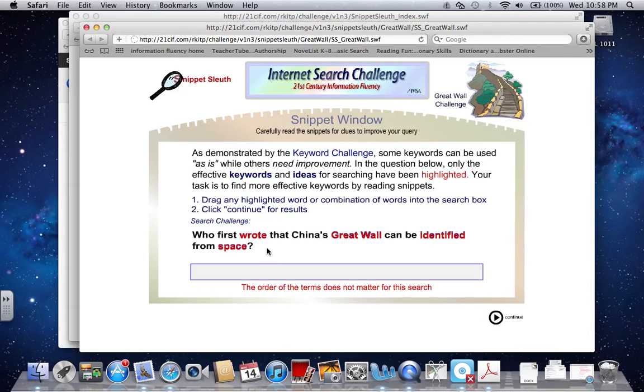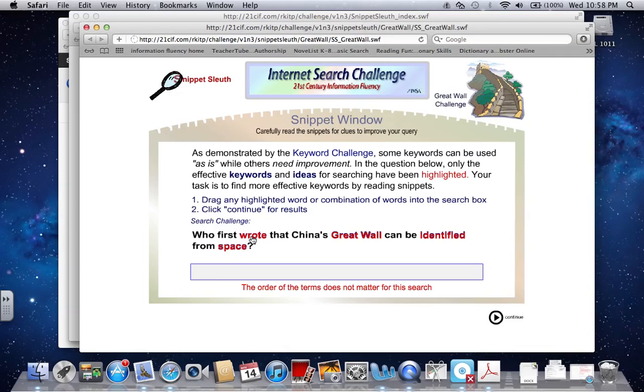Okay, here's our question. Who first wrote that China's Great Wall can be identified from space? These red words are our keywords. Now, do we want to use them all, or do some of them not really matter? Think back to the keyword challenge that we've already done. Drag any highlighted word or combination of words into the search box right here, and then click Continue for results.